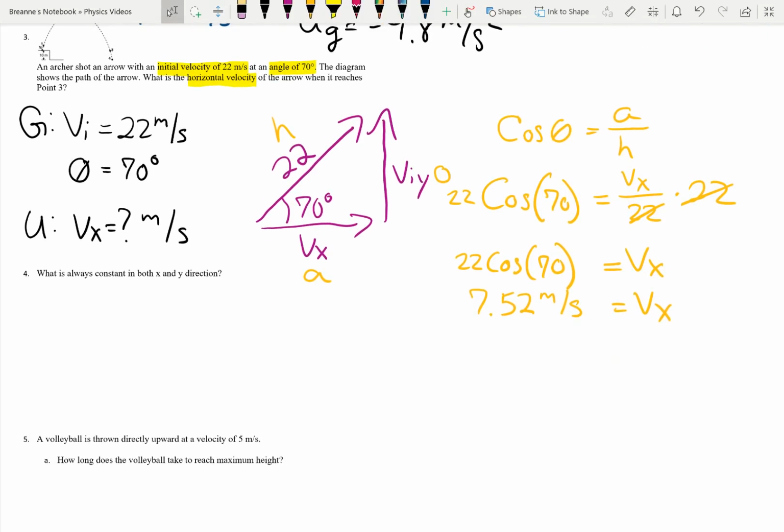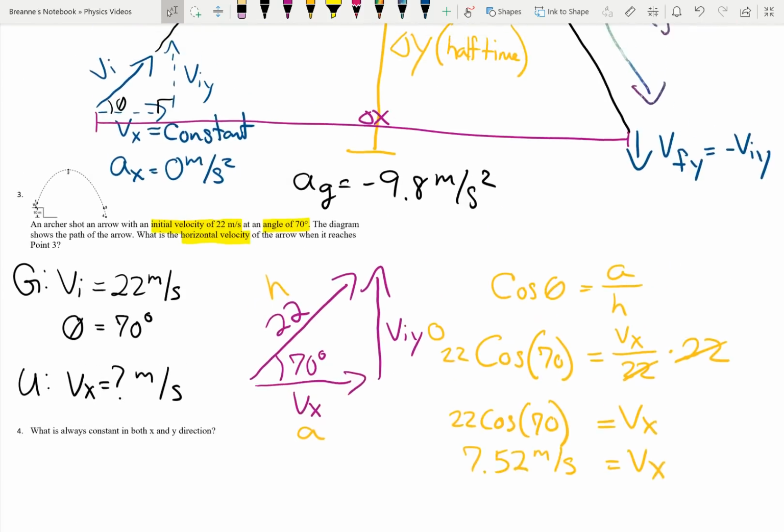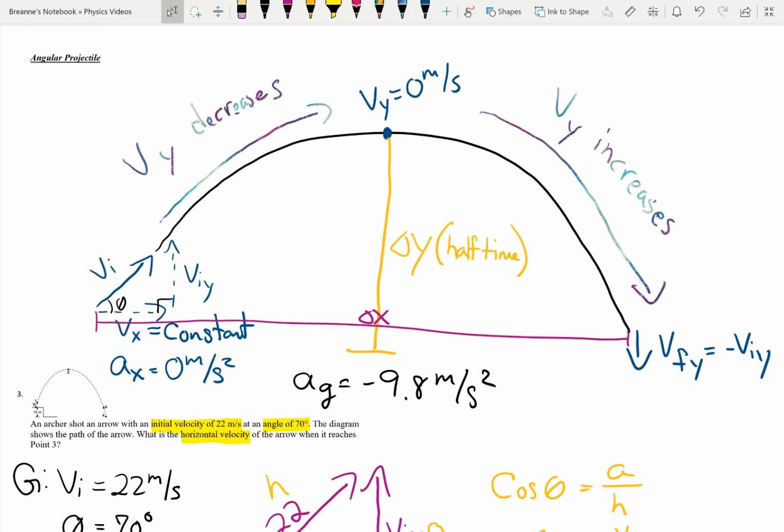And number 4. What is always constant in both x and y directions? Let's go back here. It already states that our velocity in the x is constant, but our velocity in the y isn't, because it's decreasing and then increasing, so it's not constant.